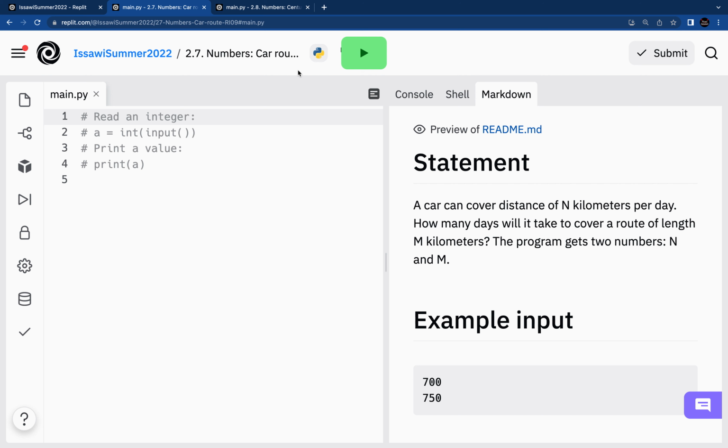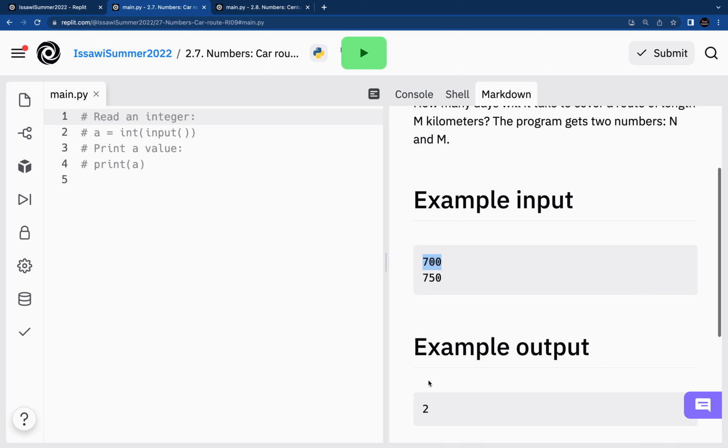Exercise 2.7. It's a car route question. A car can cover a distance of n kilometers per day. How many days will it take to cover a route of length m kilometers? The program gets two numbers, n and m.